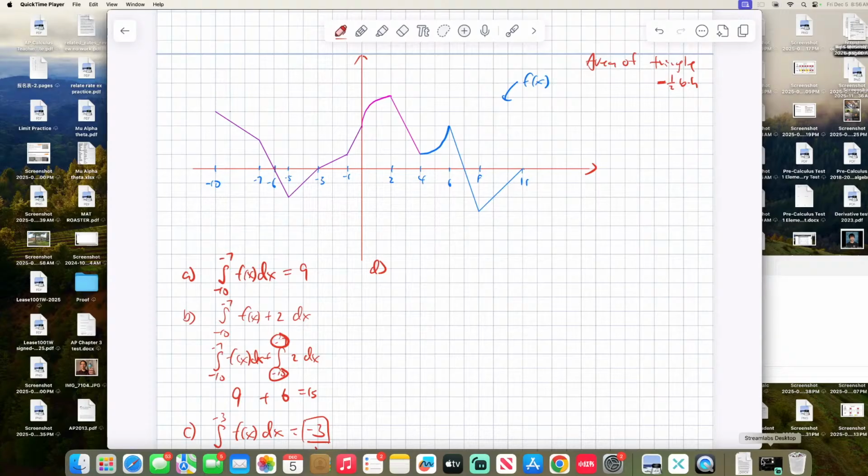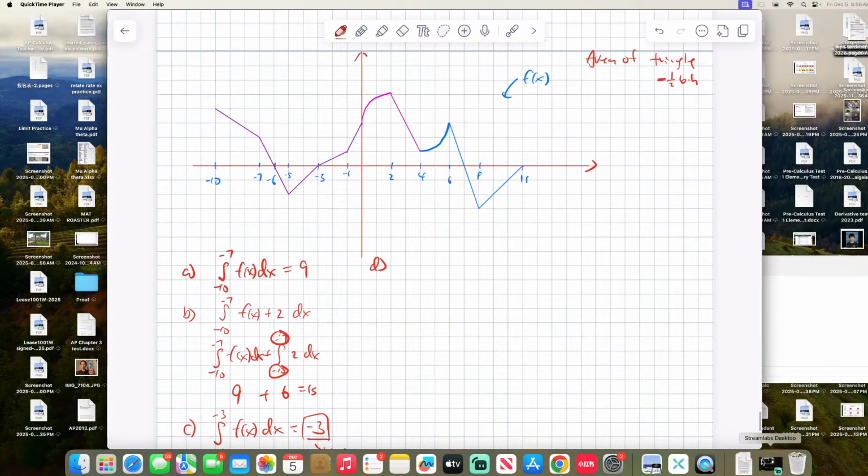All right, D. What I would probably ask you for D is, okay, what would it be between negative 7 to negative 3 of f of x dx?